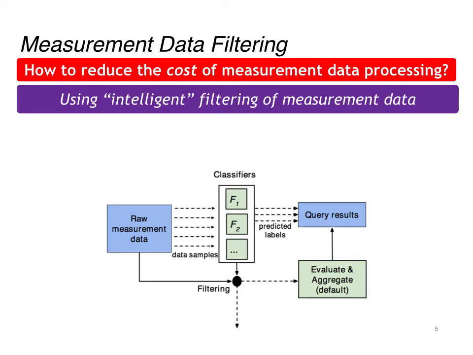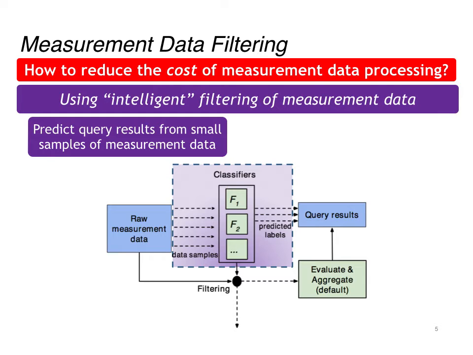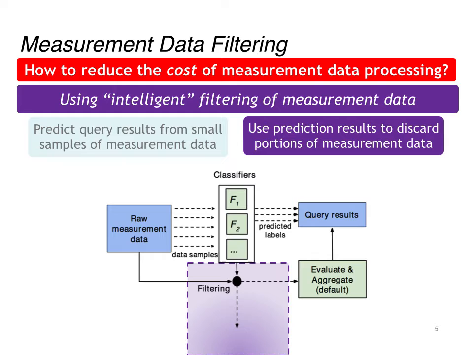The approach is shown by this figure, and in general, it relies on two key concepts, two main ideas. The first concept is the ability to predict part of the query results from very small samples of the measurement data. We achieve this by using supervised classification. The second concept is then to use the prediction results in order to discard portions of the measurement data that are initially extracted from the traffic.